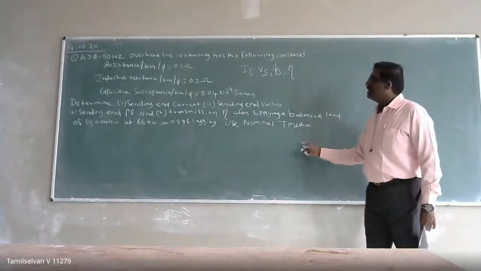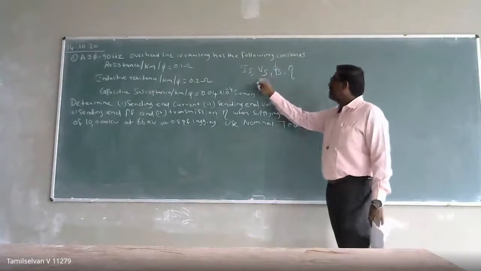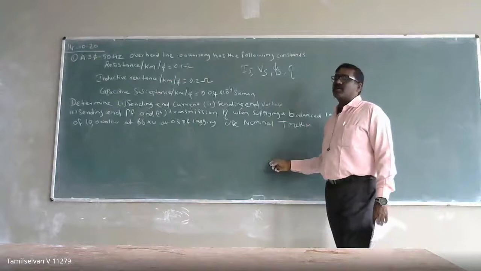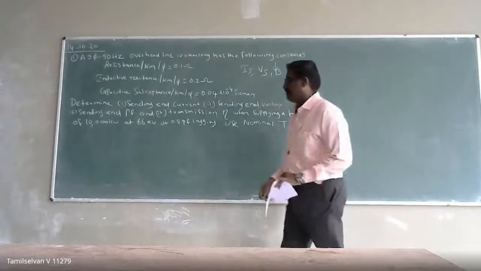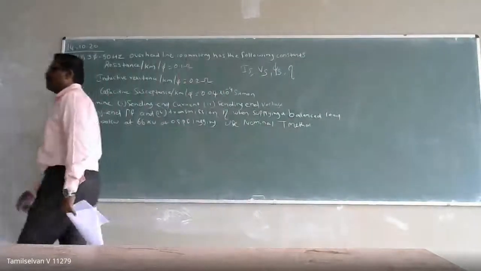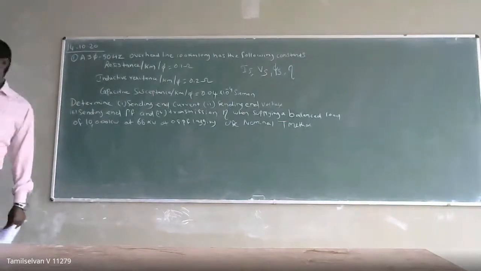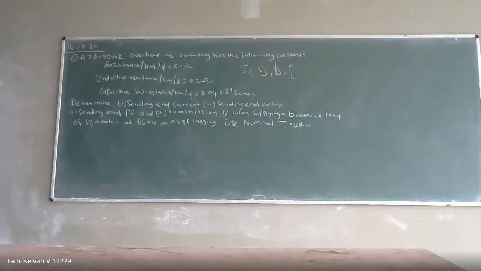So for finding out the parameters IS, VS, power factor and efficiency, first we have to draw the equivalent circuit, then you have to draw your phasor diagram. Okay. How to draw the phasor diagram we have seen in our theoretical classes. Here I'm going to draw directly only the equivalent circuit.